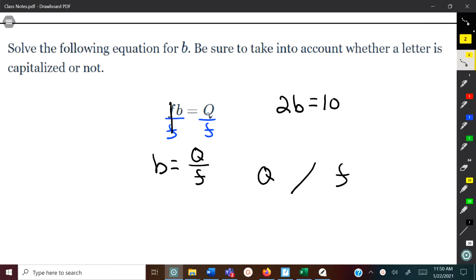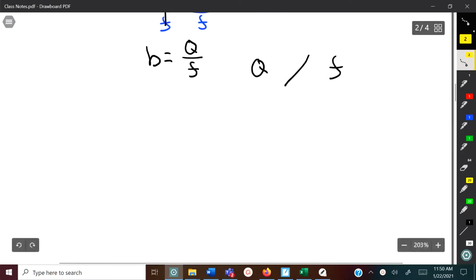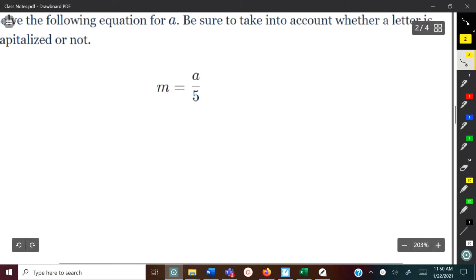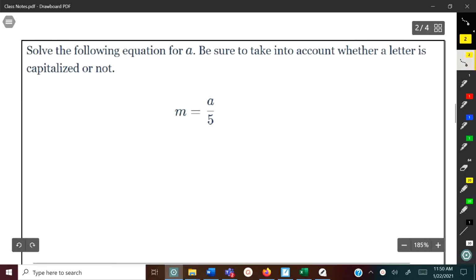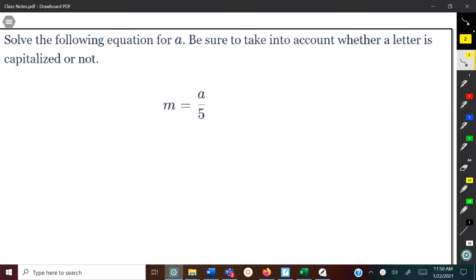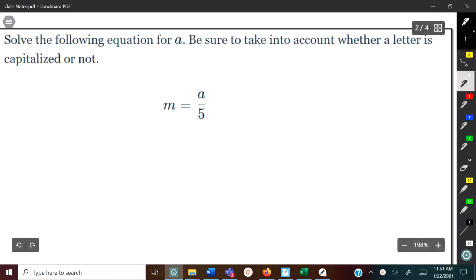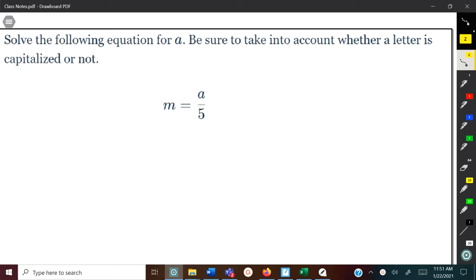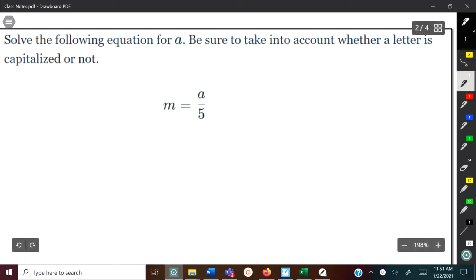Let's take a look at one more example. Now in this example they want us to solve for A. So we've got to figure out what the A is. We want to get the A by itself. That's similar to doing, let's say, 2 is equal to a divided by 5.